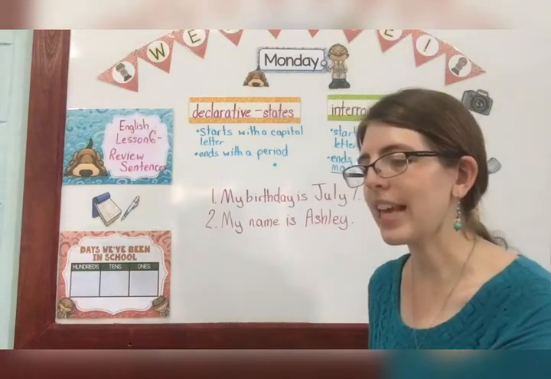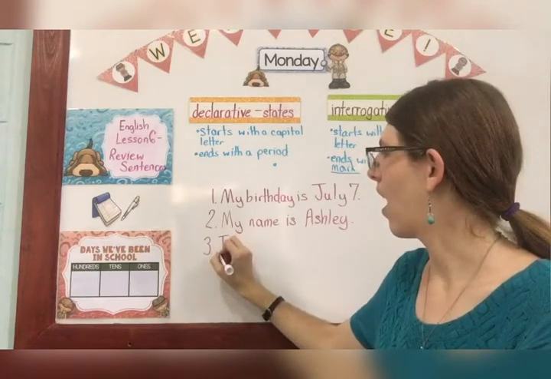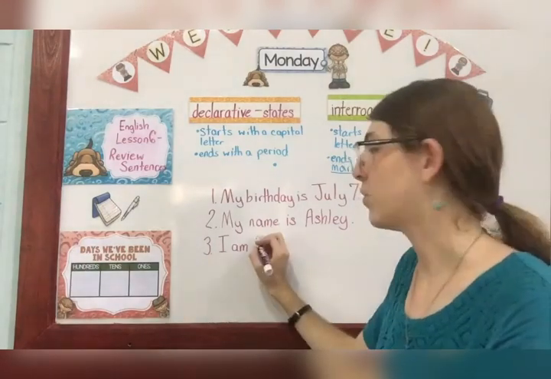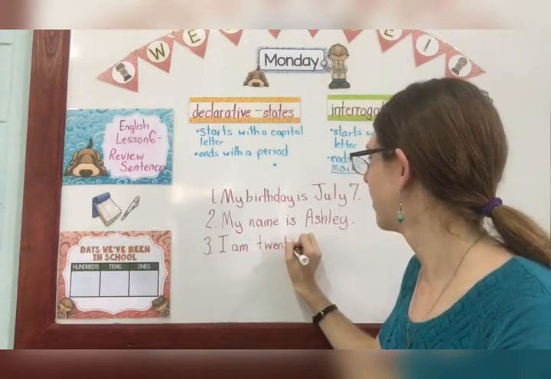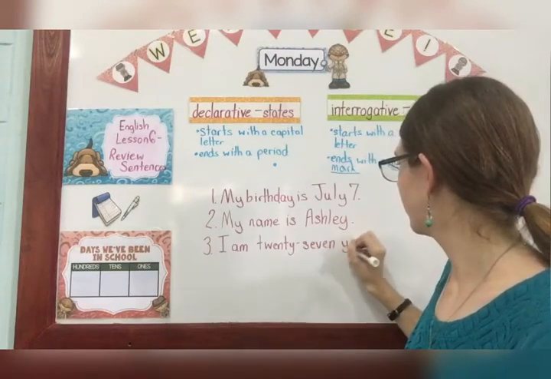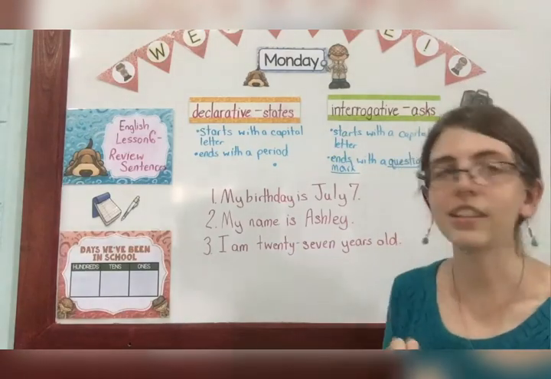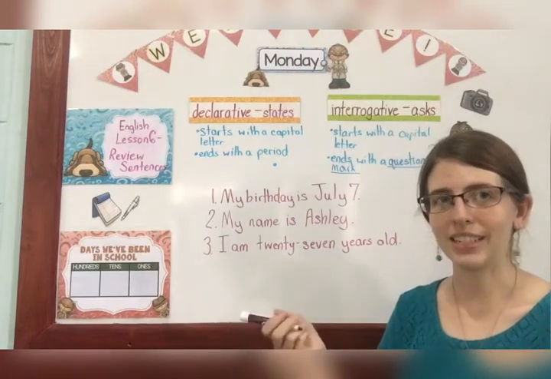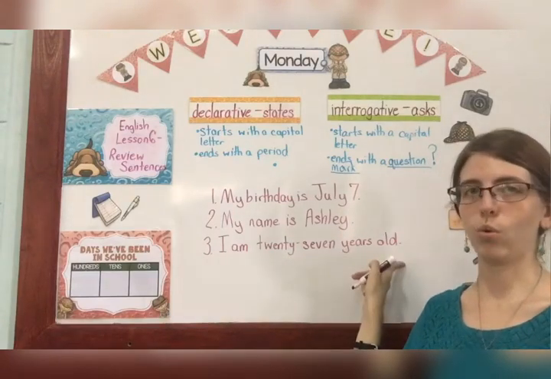Okay, number 3, how old are you? I am, all right, I'll tell you. Some of you may already know. 27 years old. Now that's a little different than a lot of you are used to answering in Spanish. We don't say I have 27 years. We say I am 27 years old.